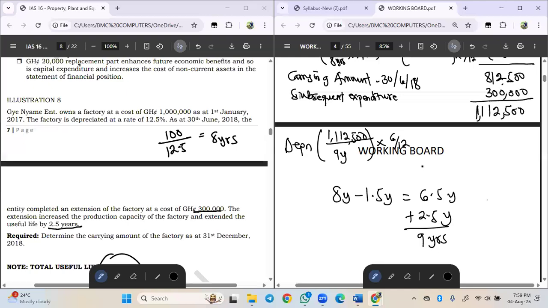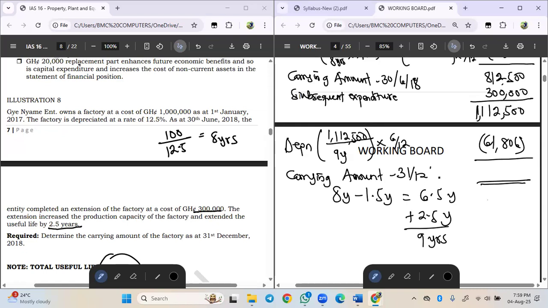61,805.806. Yes. So the carrying amount as at 31st December 2018 will be 1,050,694. Confirm.